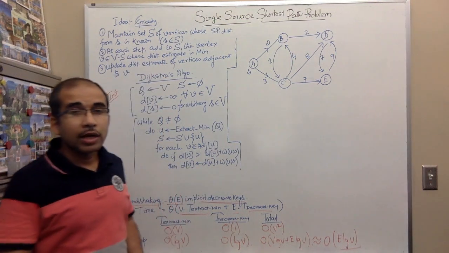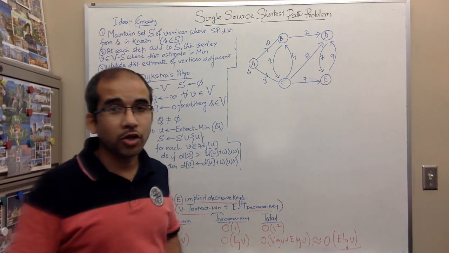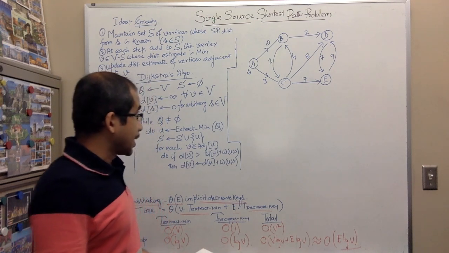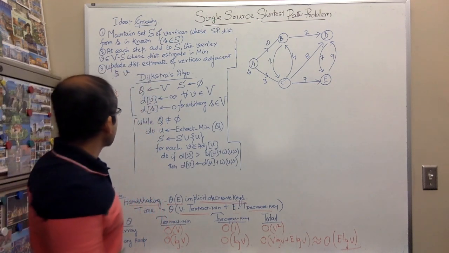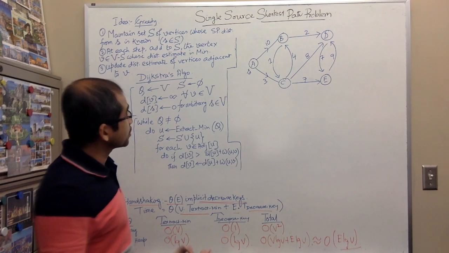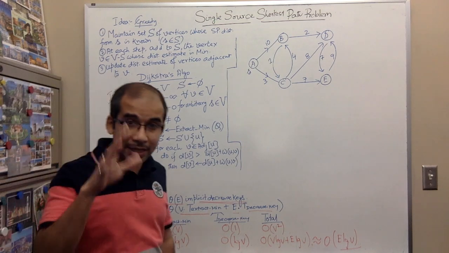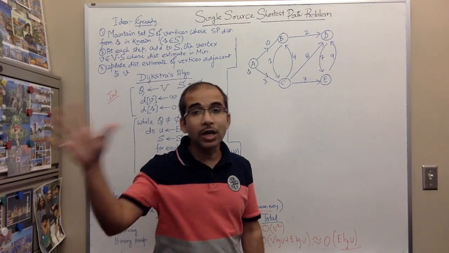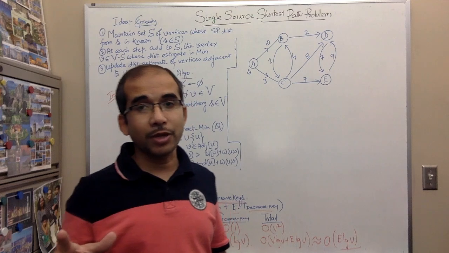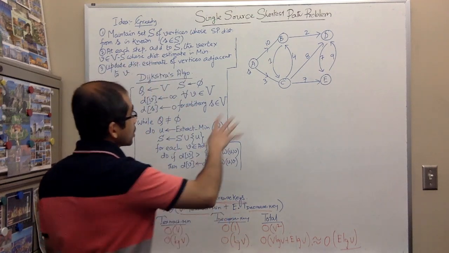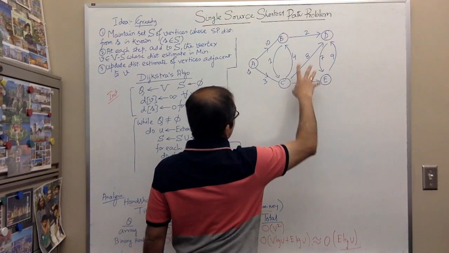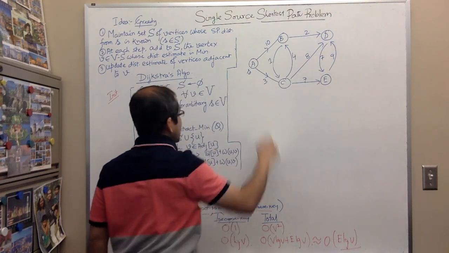Okay, so now we talk about the single source shortest path problem proposed by Edsger Dijkstra. Okay, so this is a single source shortest path problem, which means we study from a single source vertex to all other vertices in the graph. So we find the shortest path to all other vertices from a particular source. Like here, we have to find the shortest path to all the vertices from the single source S.